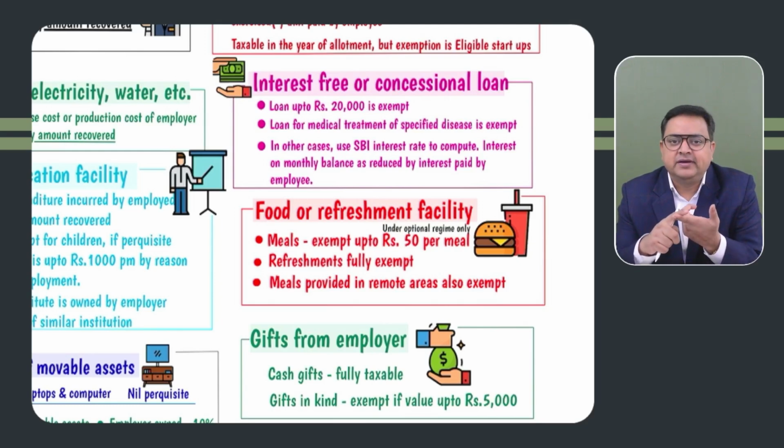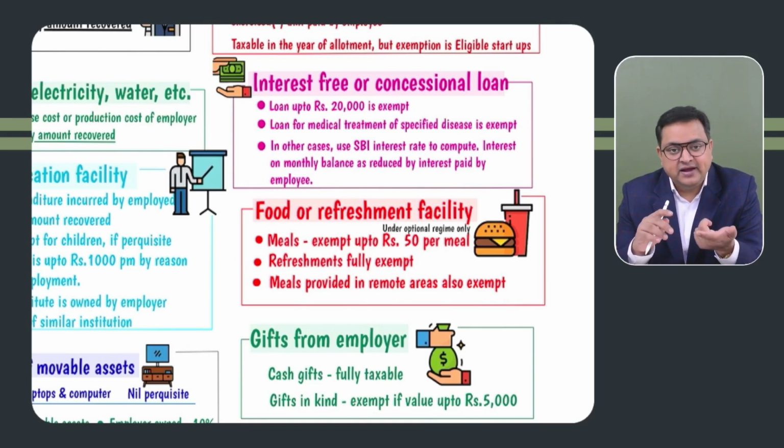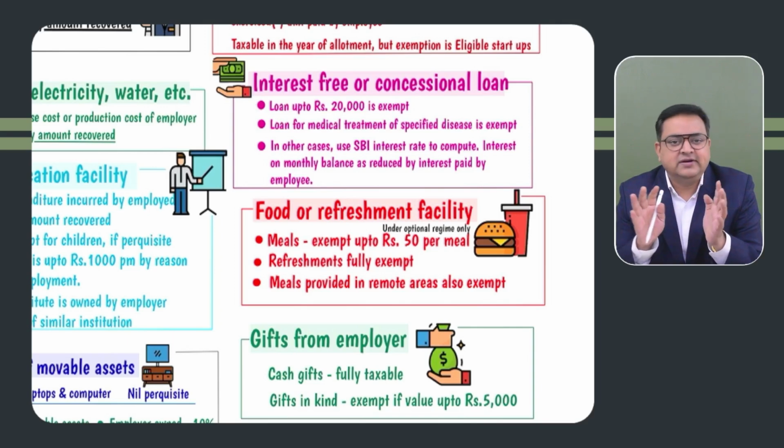But please remember, if it is a petty loan, meaning the loan amount is not more than 20,000 rupees aggregate in a year, for that it is a tax free perquisite. Second, if the loan has been taken for prescribed medical treatment, for diseases like cancer, tuberculosis, etc., then again it's a tax free perquisite. Got it?